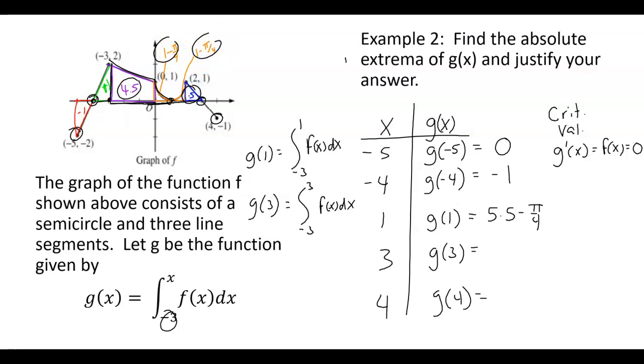And so, gosh, that's going to be a lot. So we have 5, 6, 7 minus, 7 minus pi over 2, if you added all those pieces together. And then finally, with our last one there, g of 4, you would just add the last little triangle, which is down here in the bottom, and that's a -0.5.